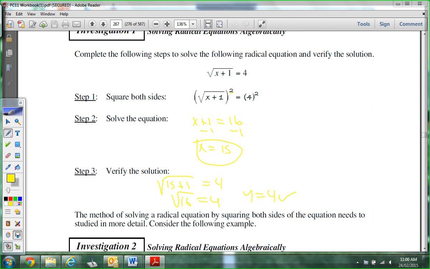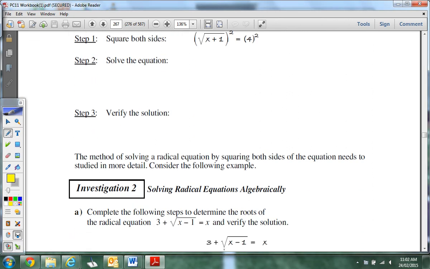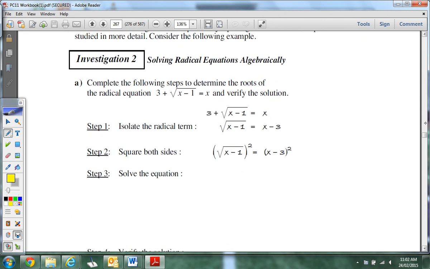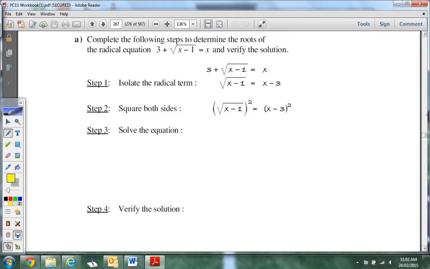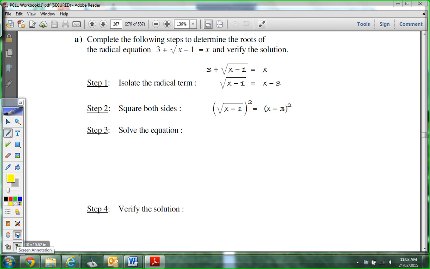Okay, so the next one, if you're getting bored because it's too easy, maybe this will wake you up. Now we have 3 plus the root of x minus 1 equals x. So there's x's on both sides. In any type of algebra problem, your first objective when you're solving for x is to what? You want to have your x's together. We can't solve where your x's are all over the place. Get your x's together and then solve.